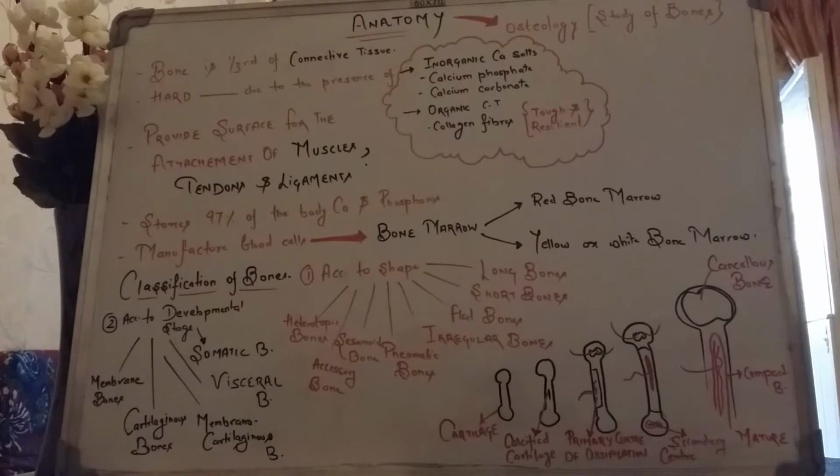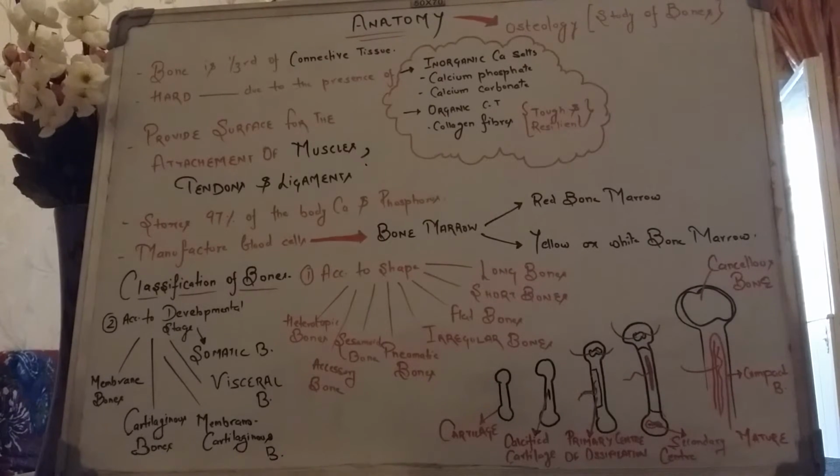Then there is the developmental classification, which is the classification on the basis of developmental stages. Membrane bones ossify in membrane, that is intramembranous or mesenchymal ossification, and thus derive from mesenchymal condensation. Example: bones of the vault of the skull and facial bones. Cartilaginous bones ossify in cartilage, intracartilaginous or endochondral ossification. Others derive from preformed cartilaginous models. Examples: bones of the limb, vertebral column, and thoracic cage.